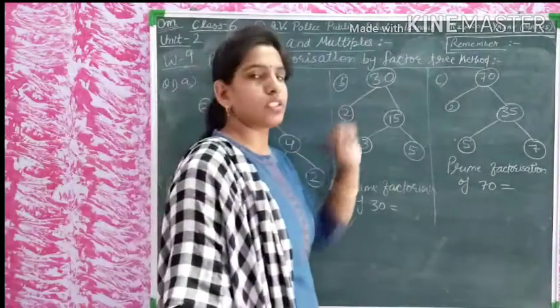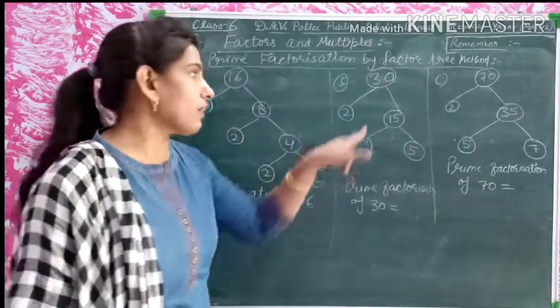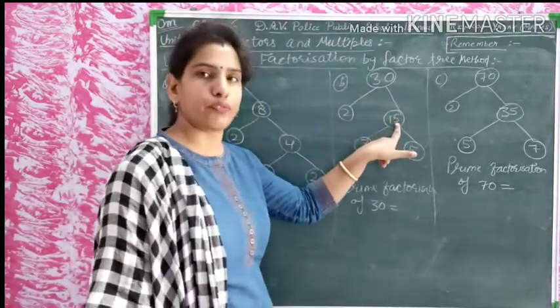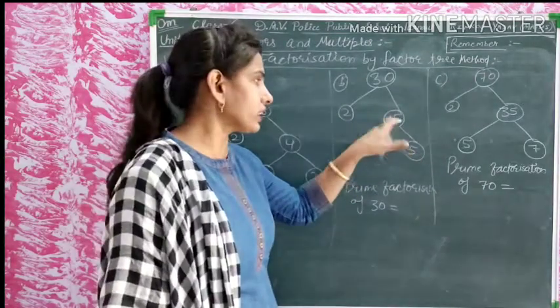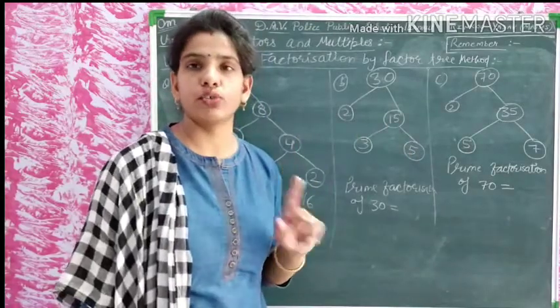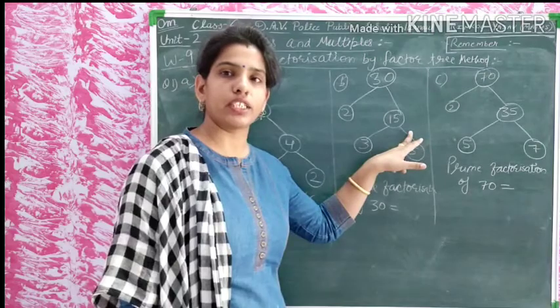Now there is the number 30. Its smallest prime factor is 2. After dividing by 2, we will get 15 here. So 2 and 15 are the factors. Now there is the 15. It will not be divided by 2, so we will not write 2 here. It is divided by the next prime number, that is 3.